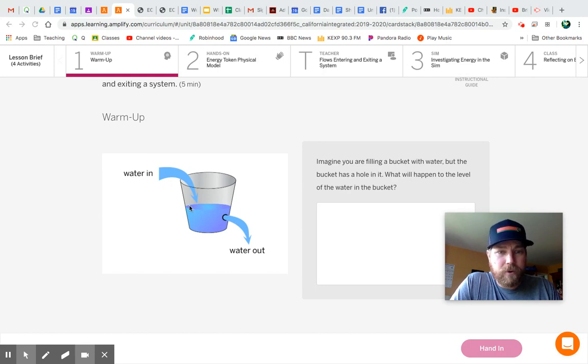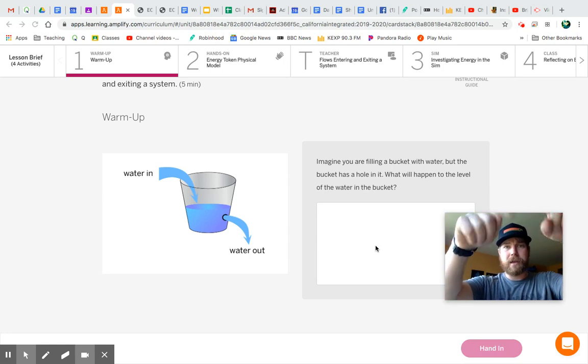Okay, so we're pouring water in. There's a hole. The water's coming out. There's the level of our bucket. What's going to happen? Is the level of water going to increase? Is it going to decrease? Is it going to stay the same? Do you want more information? I'm going to give you a minute to answer that, so go ahead and hit pause.